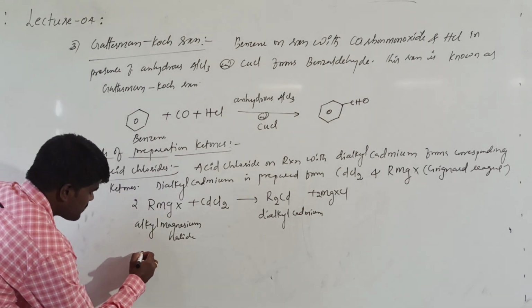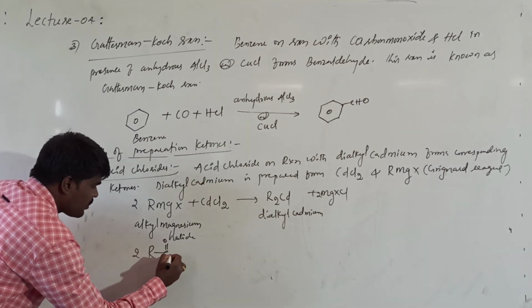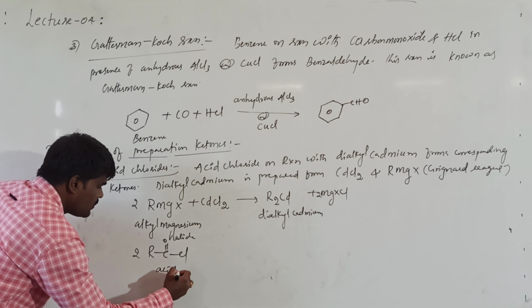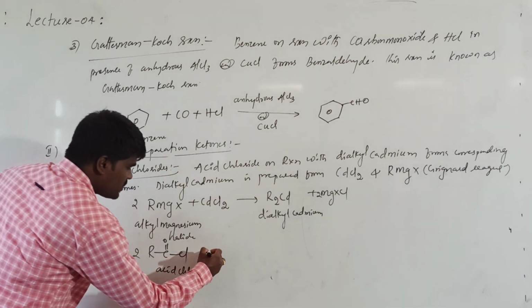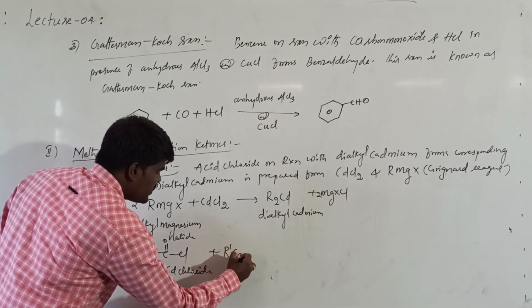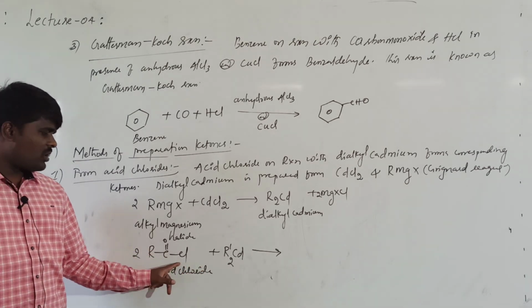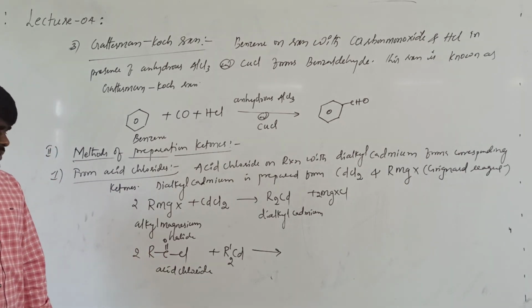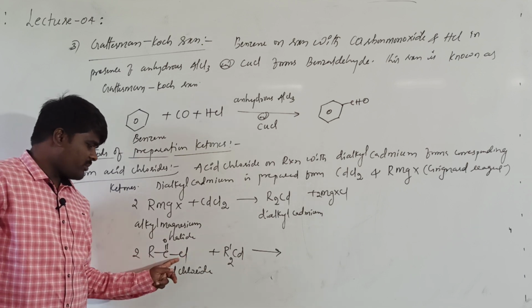Now when you treat this, take 2 moles of acid chloride. What is this? Acid chloride. When this acid chloride is treated with dialkyl cadmium, what happens here? This chlorine will be replaced by alkyl group. This is nucleophilic in nature here. What happens? This R dash will replace the chlorine.